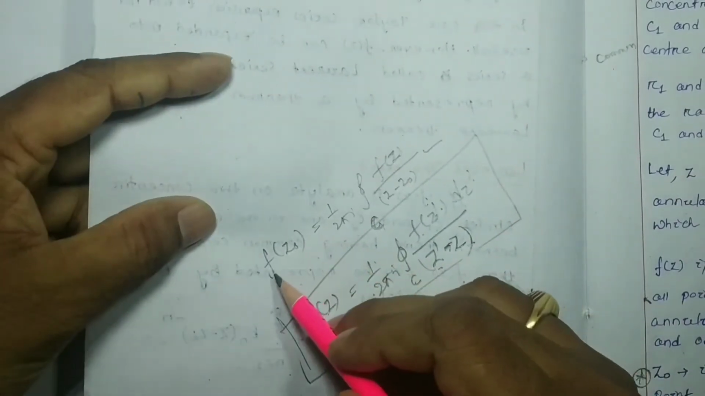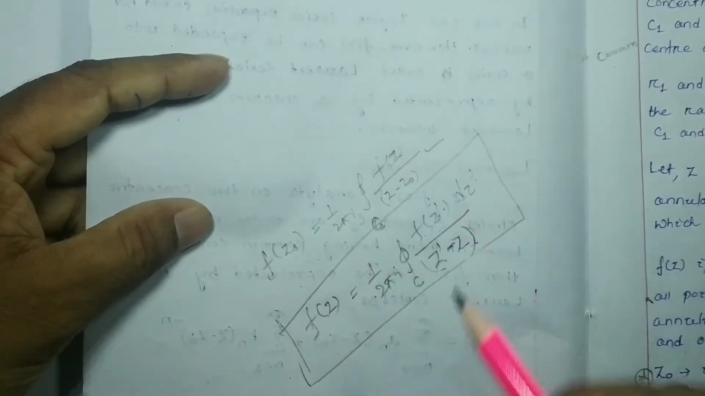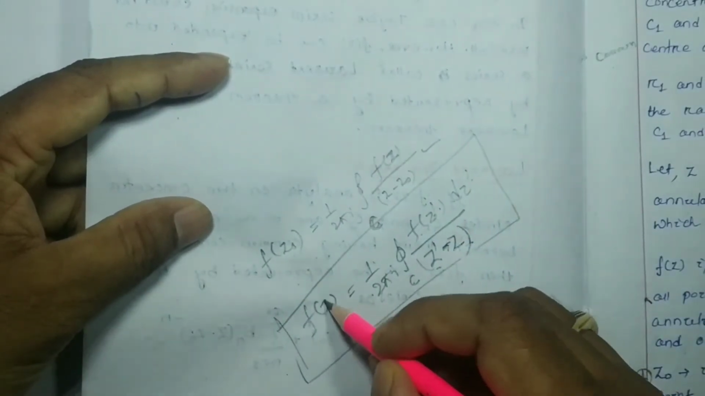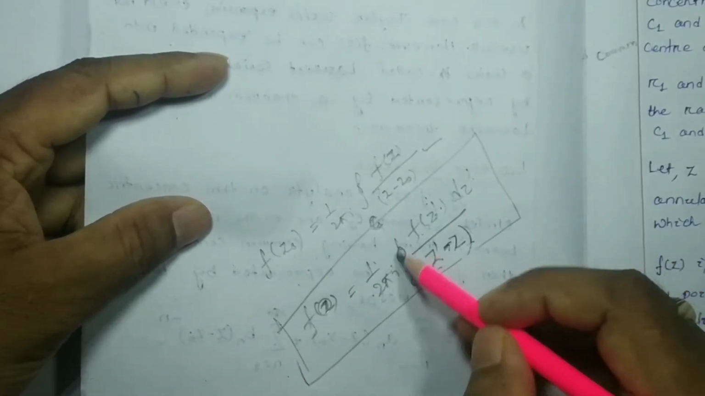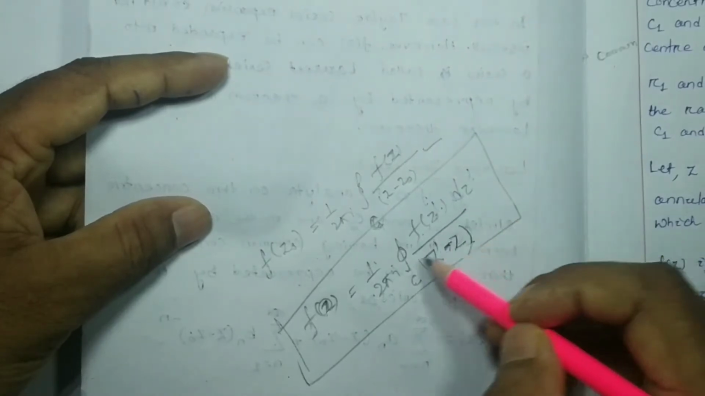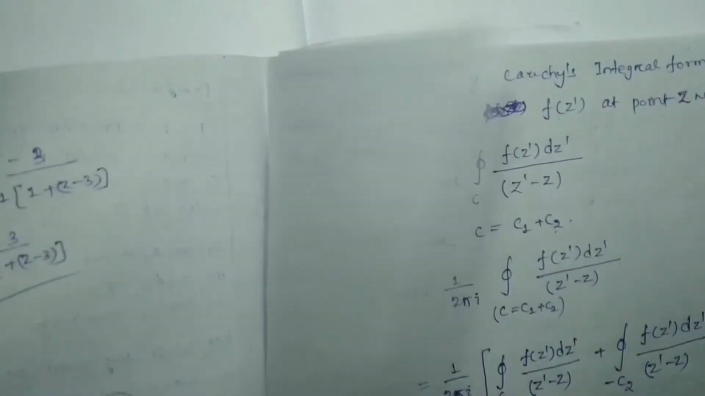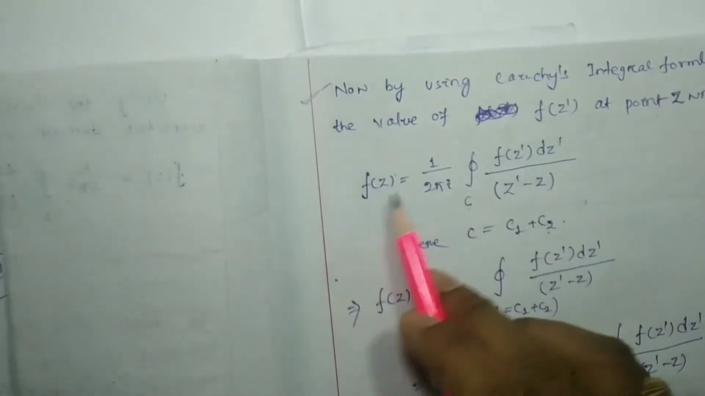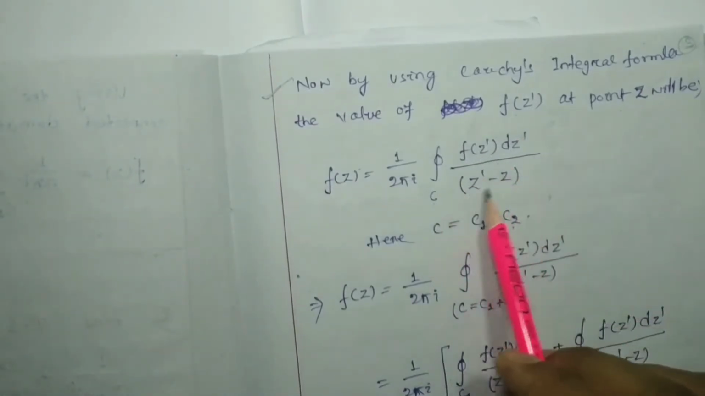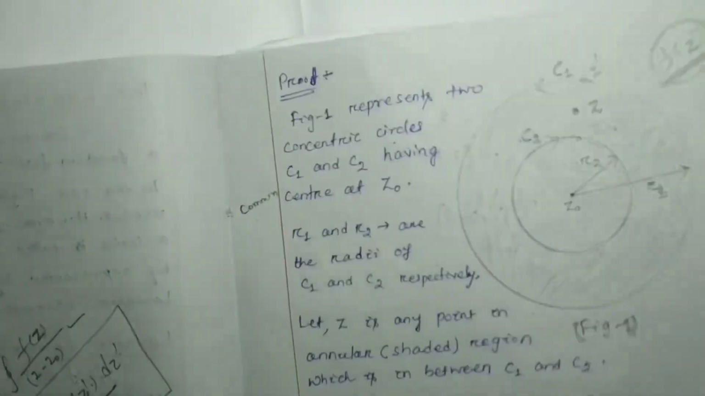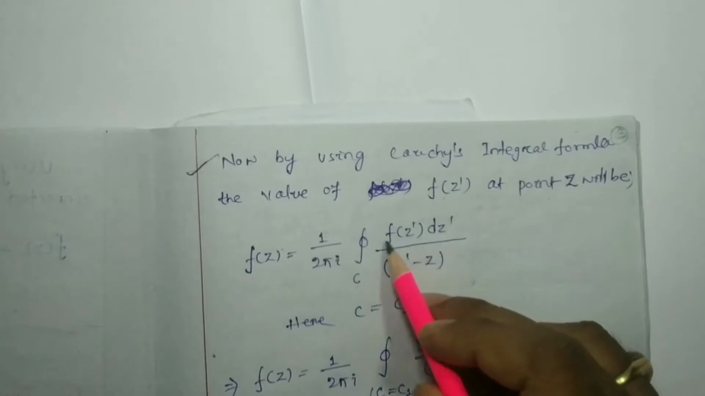Here for f(z0) it is z minus z0. For f(z), that means at the point z, f(z) will be 1 by 2 pi i closed integration C f(z') dz' by z' minus z. Instead of z0 it will be z. So the same thing has been written over here: f(z) equal to 1 by 2 pi i closed integration C f(z') dz' by z' minus z. Don't be confused that here we have taken z' as a point and how it can be a function f(z').